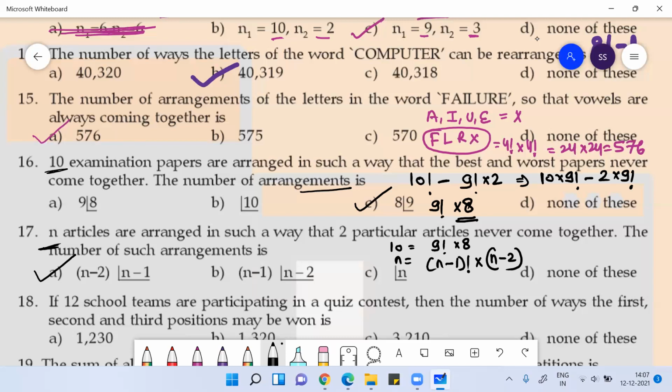Clear, everyone? Any question, anyone? Anyone, any question?